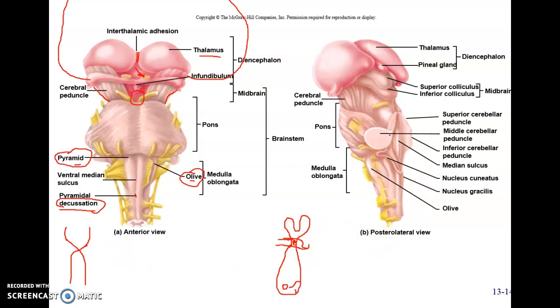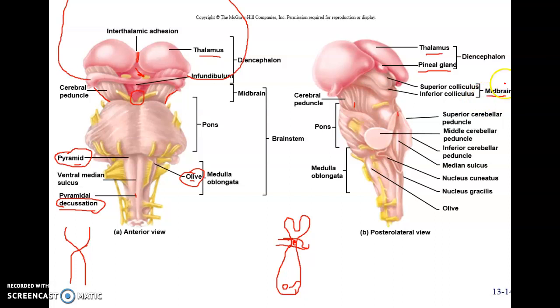Okay, so now this is a posterolateral view. So that means you're looking at it from the back, but it's turned towards the side a little bit, right? So this is posterior, and then this is lateral. Okay, so now we're looking at it from the back, but it's not facing us directly. So there's the thalamus, a pineal gland. The pineal gland regulates the sleep cycle. And then this right here, what does that say? Midbrain. So that should say corpora quadrigemini right there.